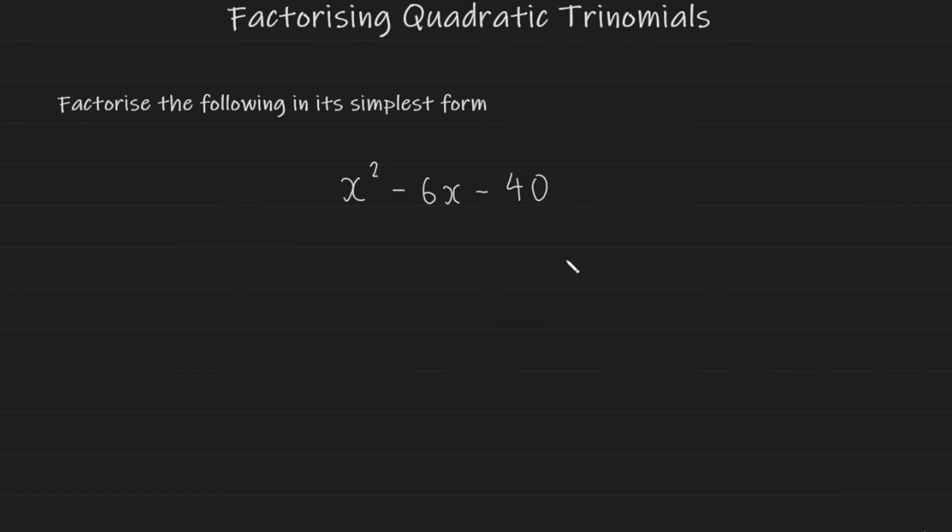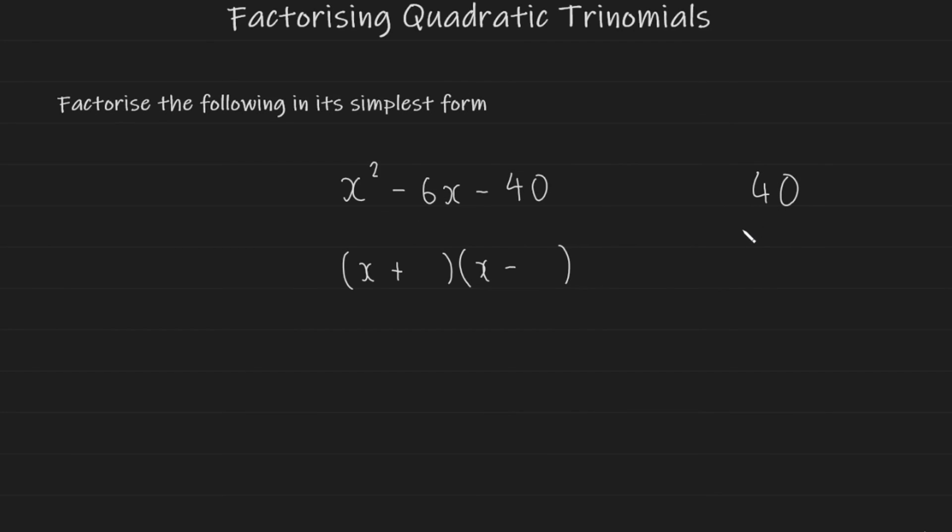Okay, now let's take what we've learned in the previous example and apply it to this question here. Factorize the following in its simplest form. It's a quadratic trinomial, so I know it factorizes into 2 brackets. The last symbol is a minus, so I know it's going to be 2 different symbols. There's an x squared at the start, so I know it's going to be x and x. Now I need to find two numbers that multiply to give me 40 and they add to give me 6.